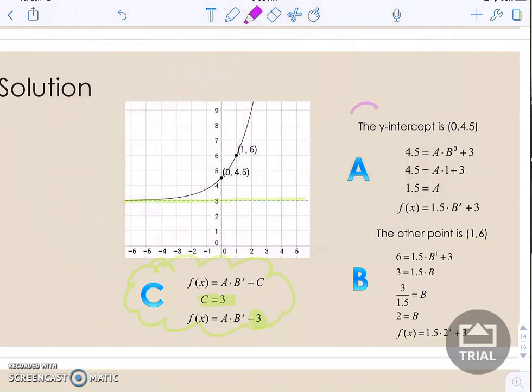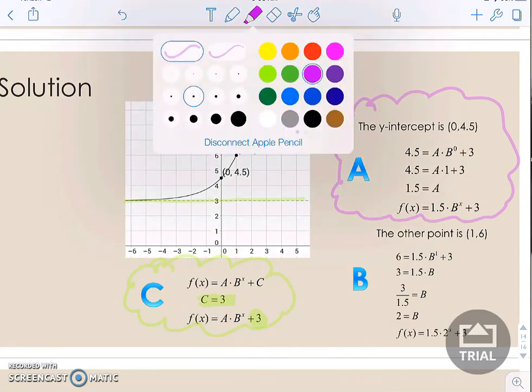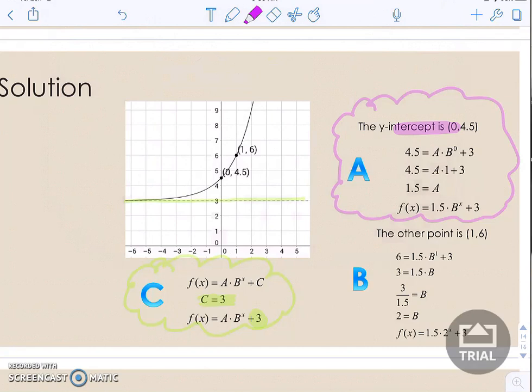For my next one, I'm looking at A. Get rid of that for a second. We're looking at A right here. And in order to do this, we are concentrated on the value of our y-intercept, which is (0, 4.5).